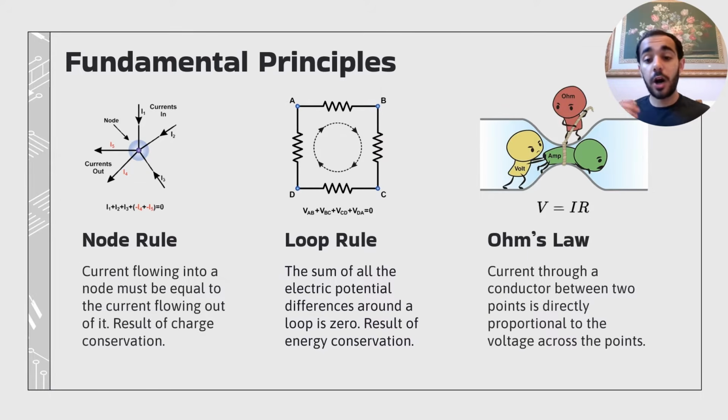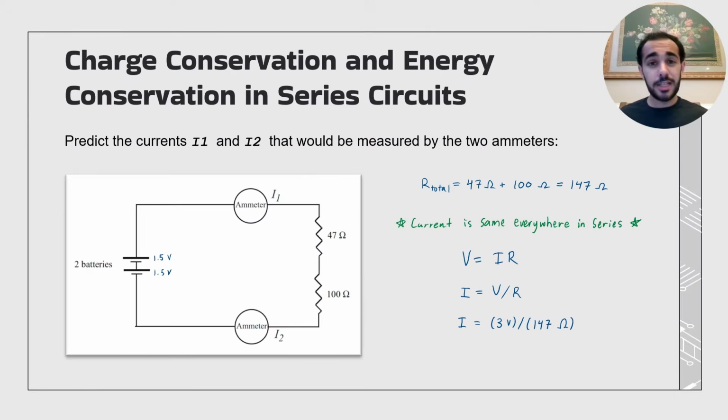Now lastly, we got Ohm's law, which states that the current through a conductor between 2 points is directly proportional to the voltage that is across it, and it's formulated by V equals IR. Let's start by exploring charge and energy conservation in series circuits. We're given this diagram and told to predict two currents that would be measured by two different ammeters.